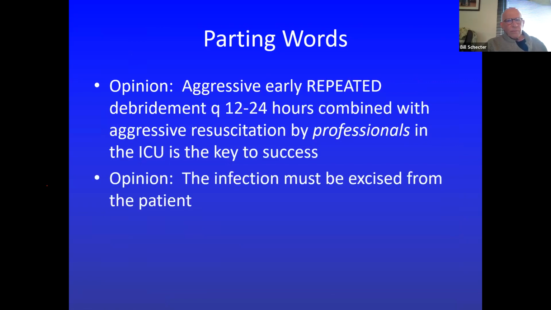Point number two, aggressive early repeated debridement every 12 to 24 hours, combined with aggressive resuscitation by professionals in the ICU. In other words, people who know how to take care of sick patients is the key to success if you're dealing with a necrotizing infection. And the bottom line is, if you've got a necrotizing infection, antibiotics alone are not going to do it. You must excise the infection from the patient, as you saw in that last case that I showed you.